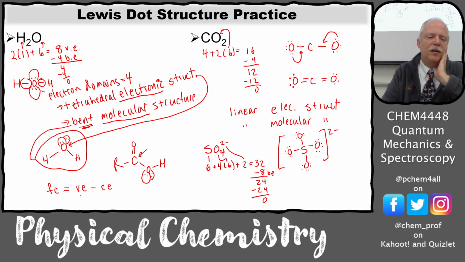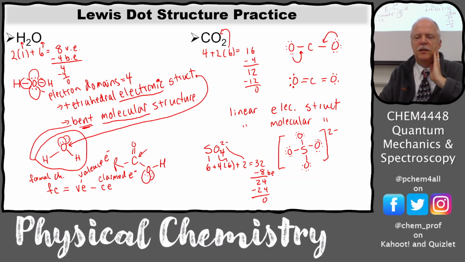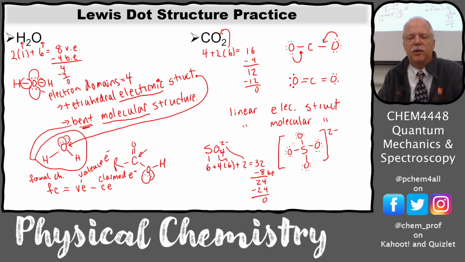So this formal charge, okay, this is valence electrons. And then this C is claimed. Okay, so let's figure out what this means. So whenever we say we're going to claim the electrons, we split every bond equally. So let's look at this oxygen here. If we split that bond equally and draw a circle around it.